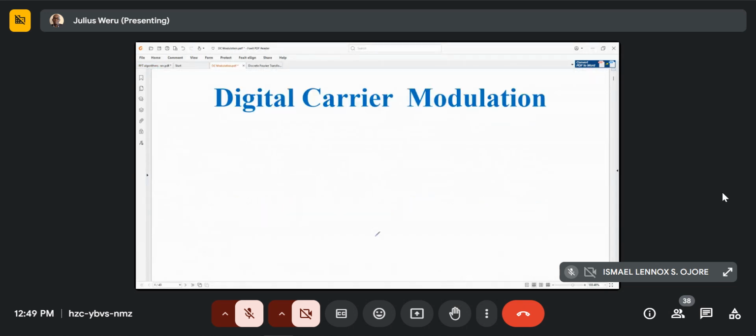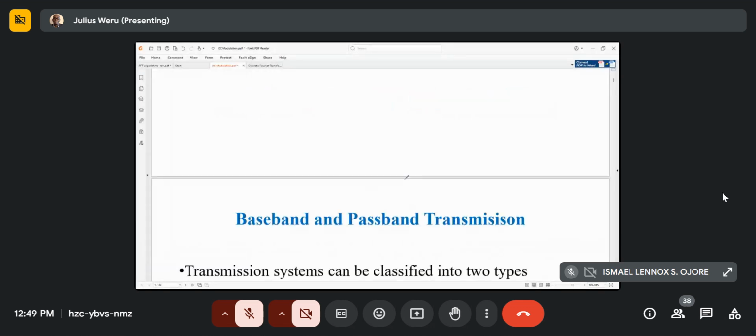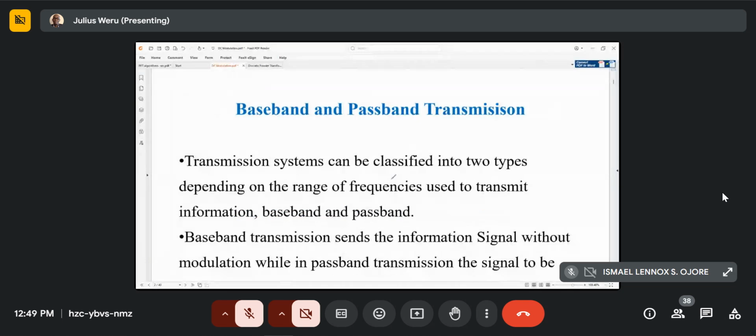with digital passband modulation, which we also call digital carrier modulation. We are using the carrier. From the test I gave you, and the discussion we had in the first lesson, it looks like, although it's in your syllabus, it's something you have already covered to some extent. So we just move through it very fast.